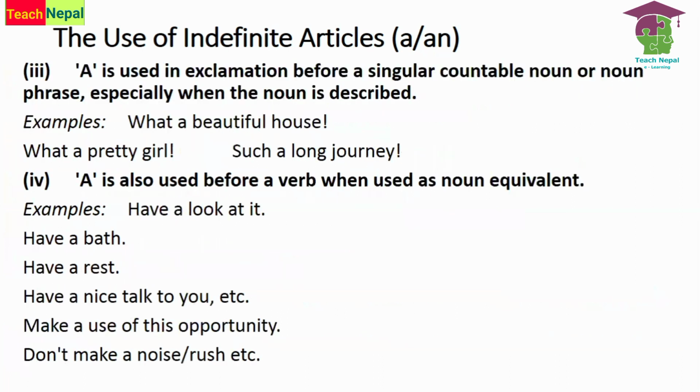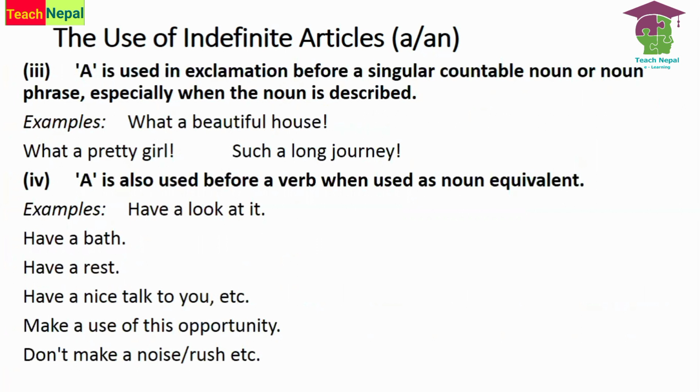A is used in exclamation before a singular countable noun or phrase, especially when the noun is described. For example, what a beautiful house. What a pretty girl. Such a long journey, right?